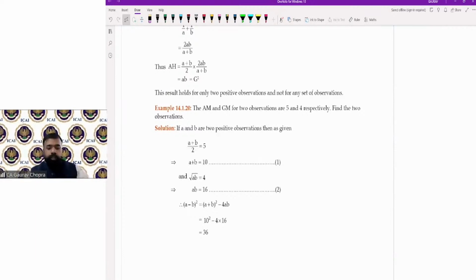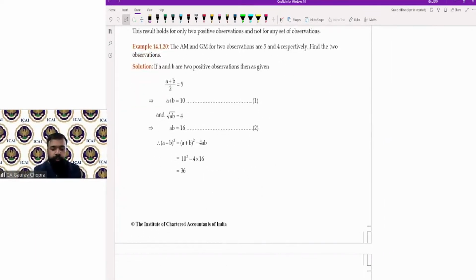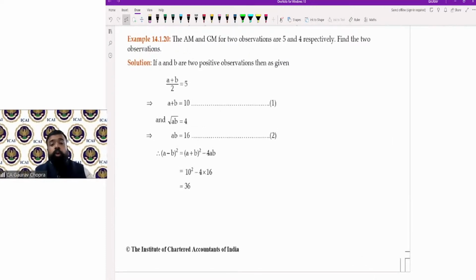Now, some good questions which we can cover from here. The arithmetic mean and geometric mean of two observations are 5 and 4 respectively. Find the two observations. Now see, AM is 5, GM is 4. Now we have to find the two observations. So always you can solve such questions using options. That will be a very fast way.